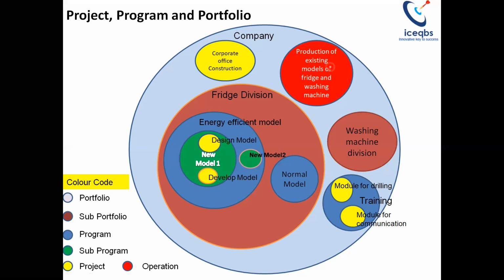So managing different activities in a company in a coordinated way helps a company to achieve its strategic objectives of increasing the revenue, improving the quality, or reducing the cost, etc.